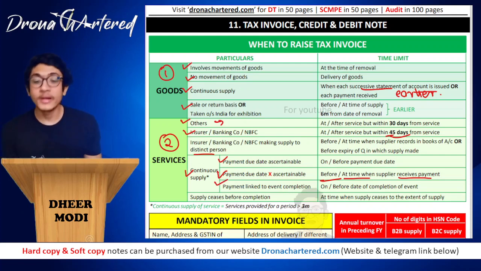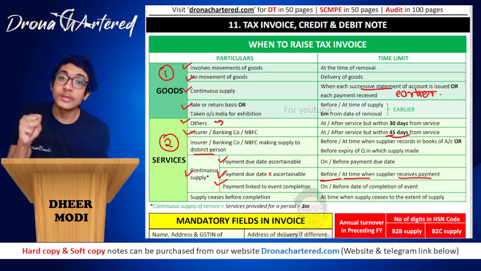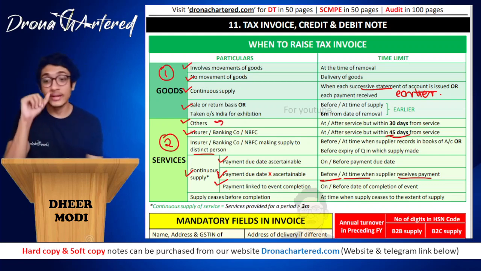And third is when the payment is linked to event completion. That is, you have given a condition that only and only when this condition is satisfied or this happens, you will get the payment.